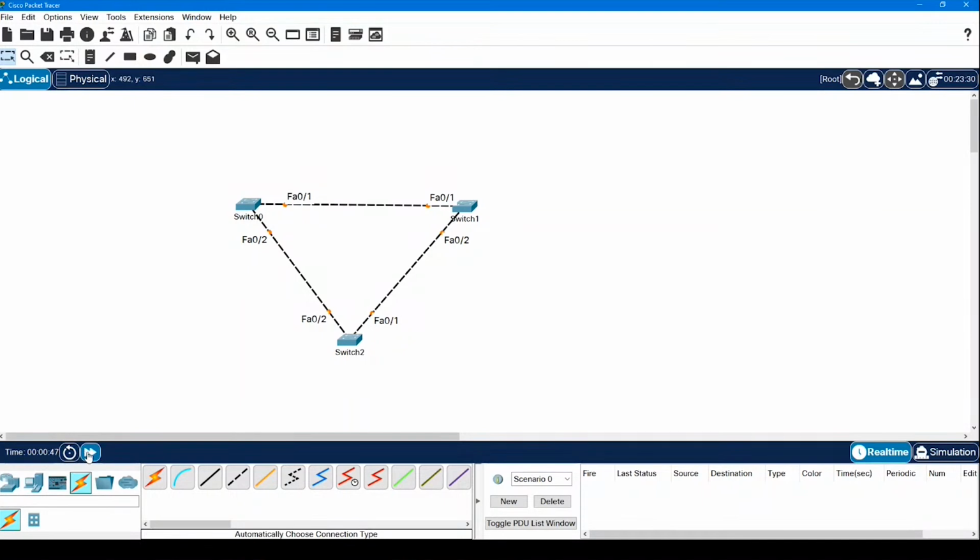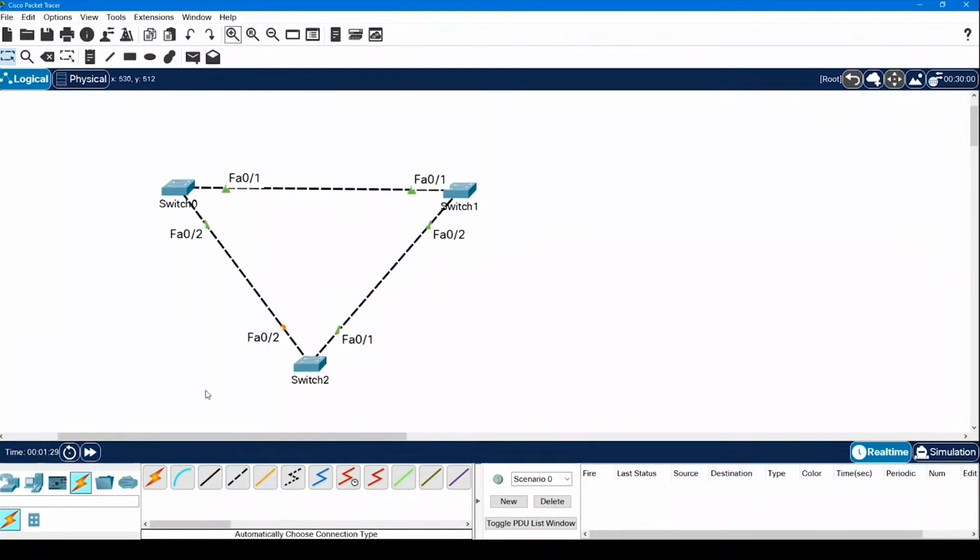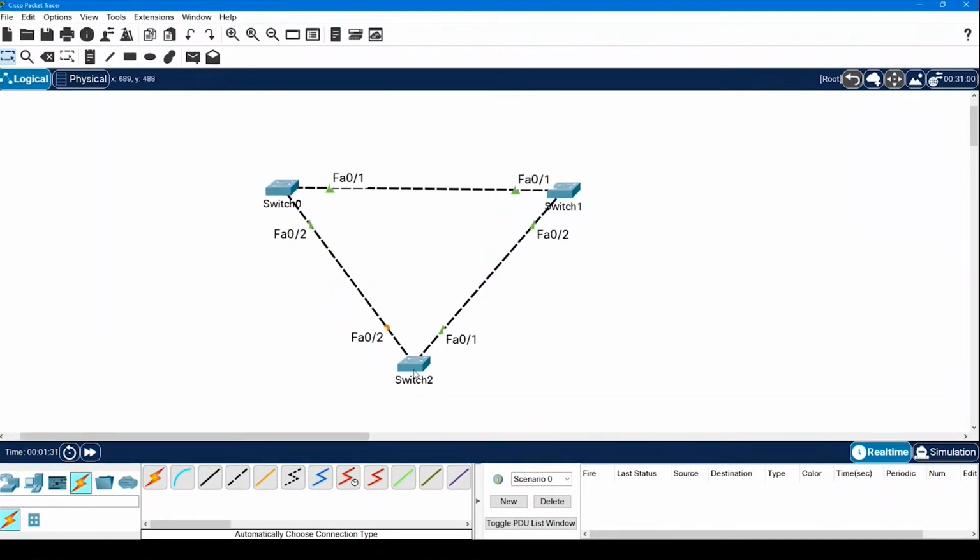Now if we press this fast forward button, the ports are green, which means they are in forwarding mode, right? But if you look at FA02 of switch 2, it is still down. Why? Because of STP. STP is not something which we configure. It is already there on the switches, and we have just learned about the functioning of STP. So this port is still down because of STP. We can assume it as the blocked port, right?